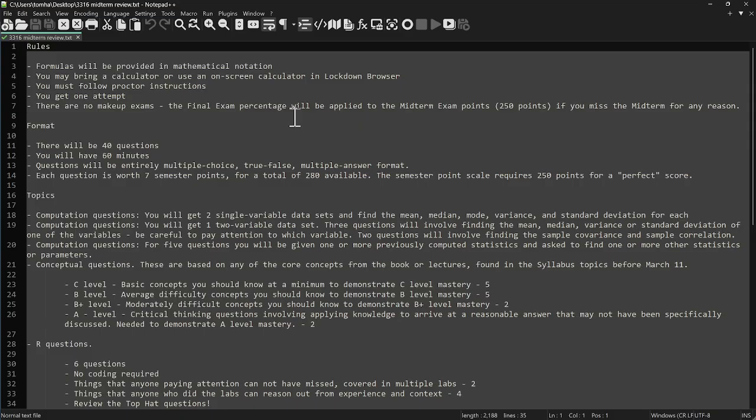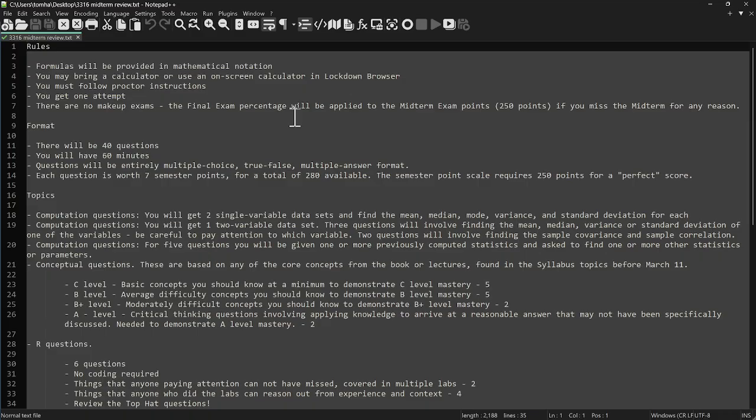Anyway, to the midterm itself, I'm going to start with the basic rules. Formulas will be provided in mathematical notation. I have not finished doing it yet, but I believe I'll be able to give you a formula sheet on the screen that you'll be able to click on from any question to bring it up.